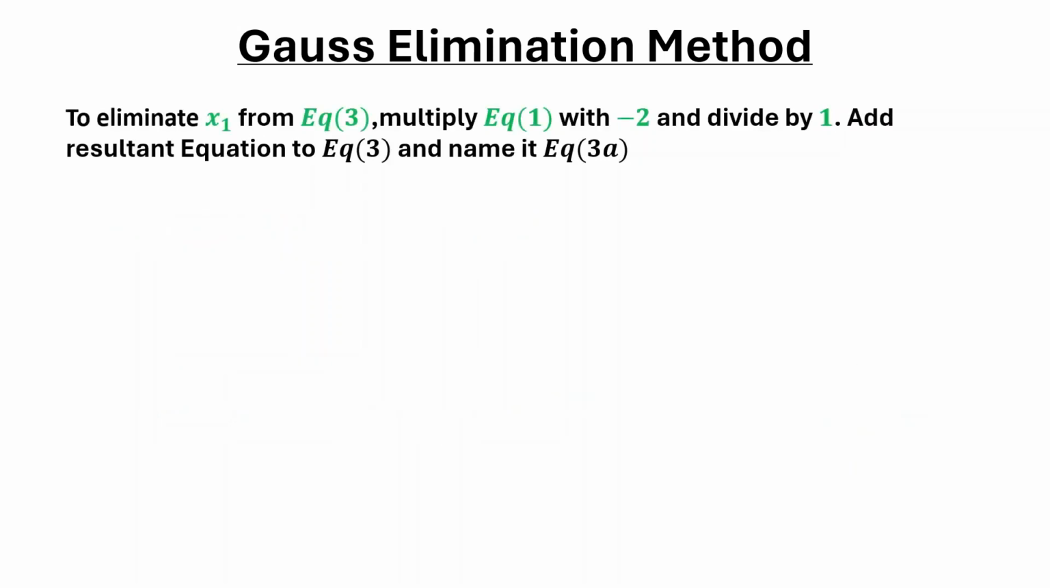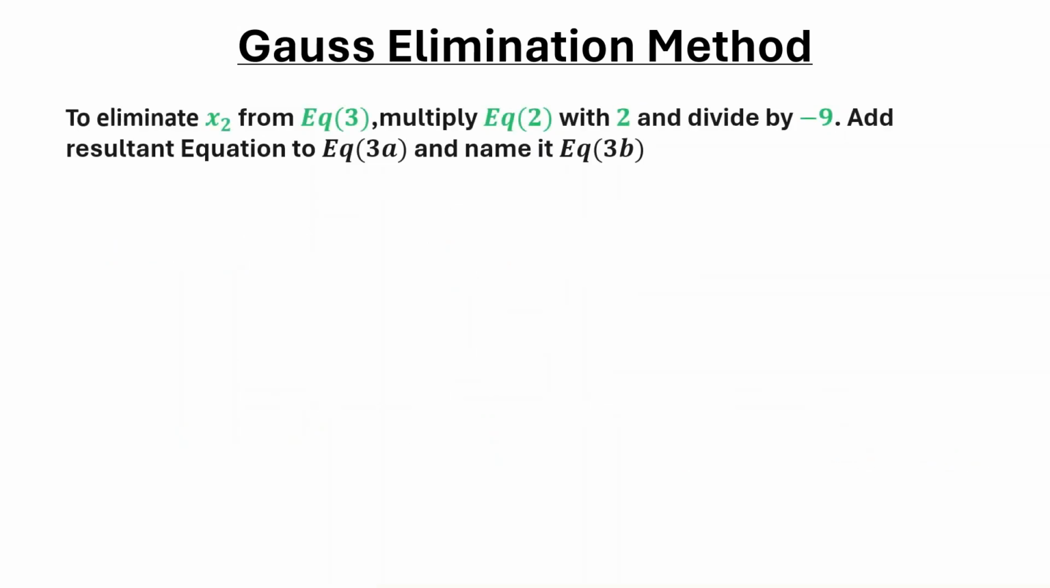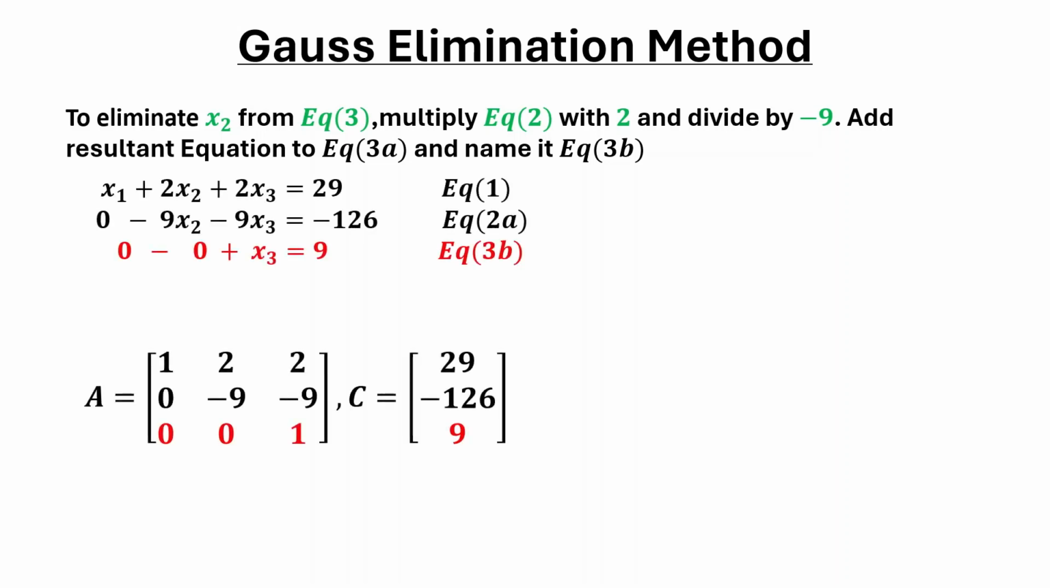To eliminate x1 from equation 3, multiply equation 1 with minus 2 and divide by 1. Add resultant equation to equation 3 and name it equation 3a. Now to eliminate x2 from equation 3, multiply equation 2 with 2 and divide by -9. Add resultant equation to equation 3a and name it equation 3b. From these three equations, we again construct matrix A and column matrix C.